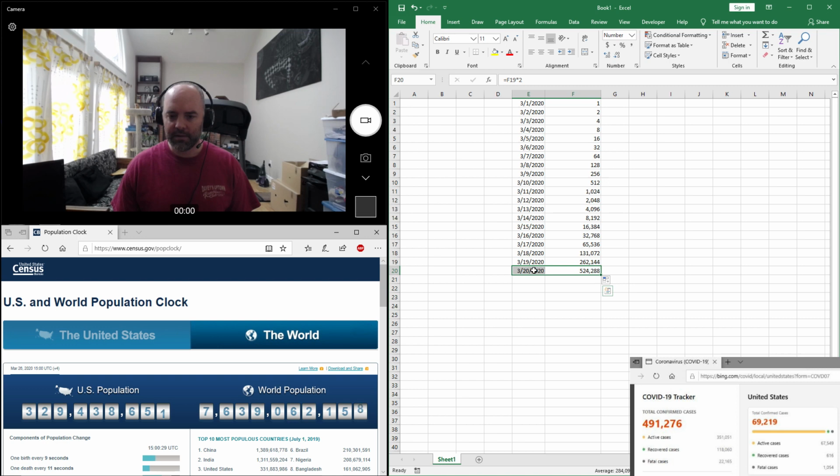So this is after 20 days. Right? We're on day 20 and we're up to 525,000 cases if everybody infects 1 other person. All right, and again, each time this is just doubling the previous day's number because everybody infects 1 other person.